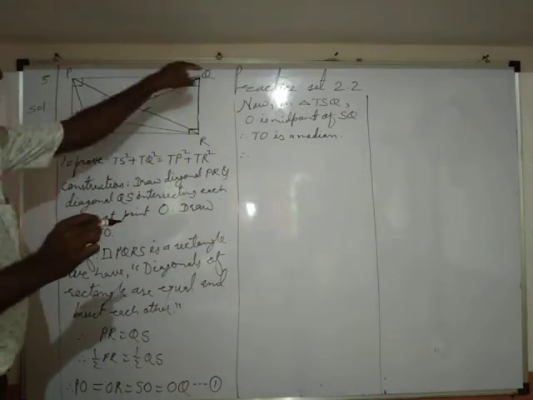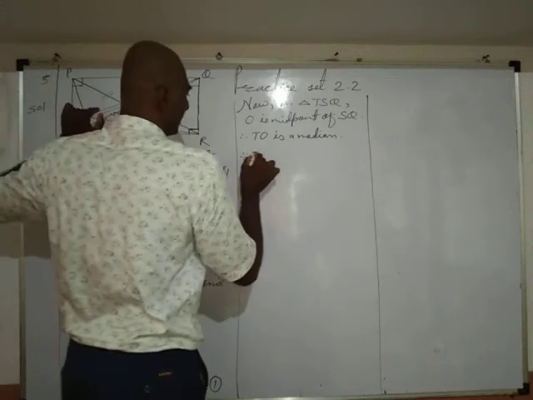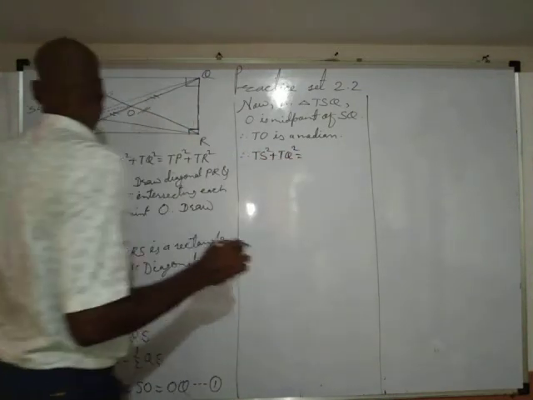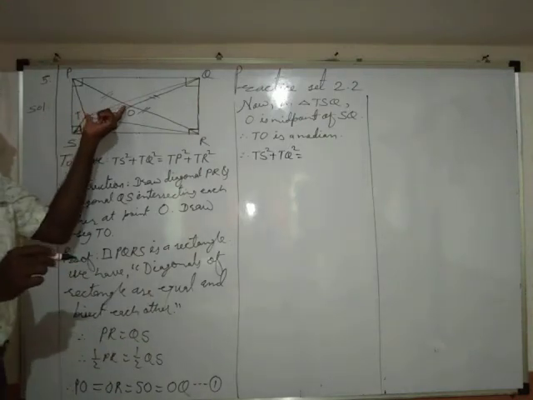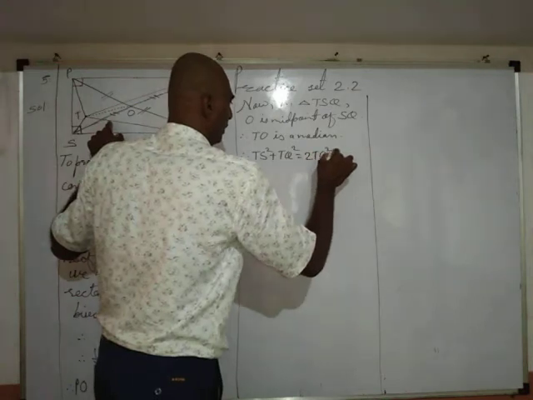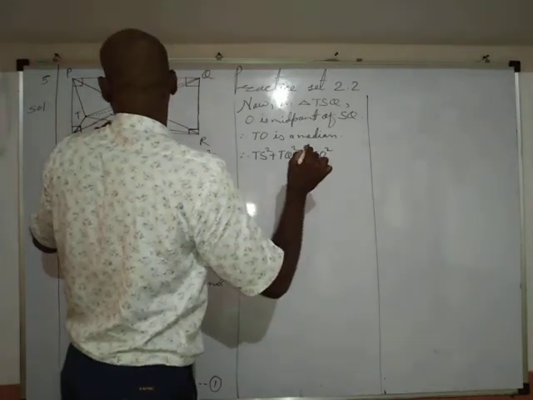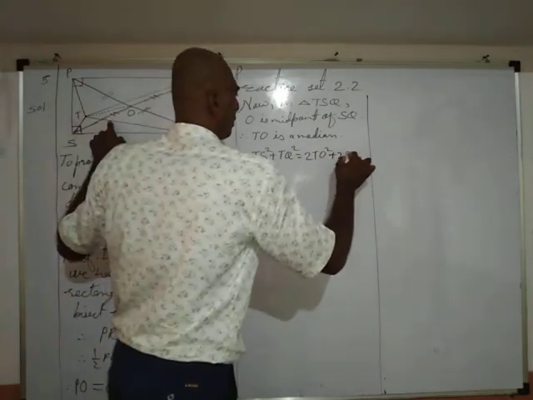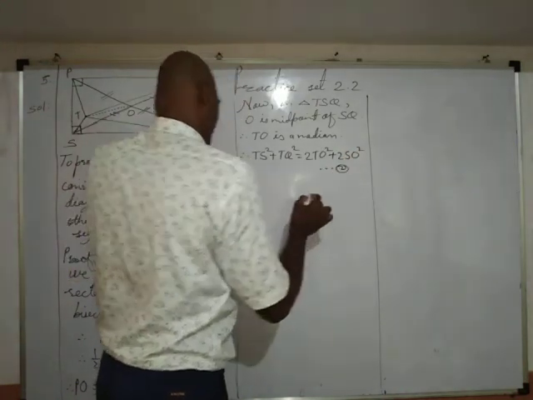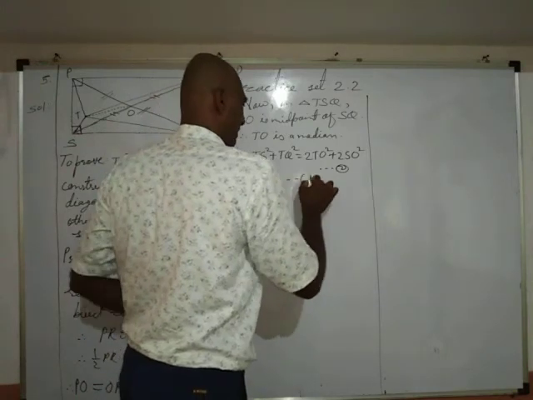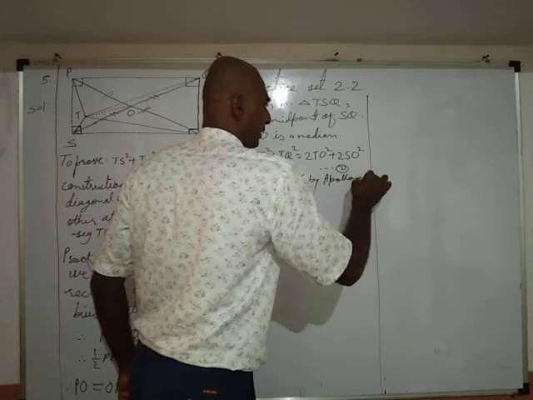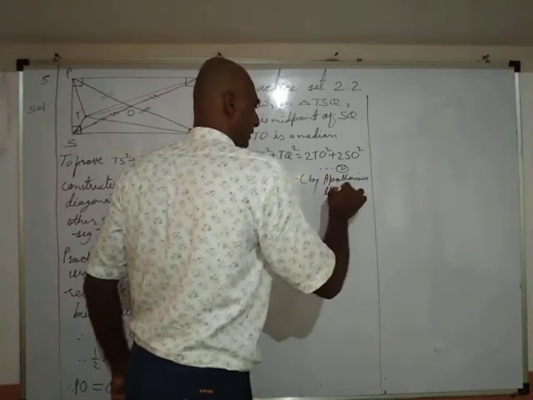And therefore TS square plus TQ square equals 2TO square plus 2SO square. Equation second, by Apollonius theorem.